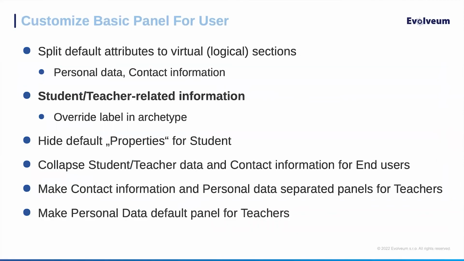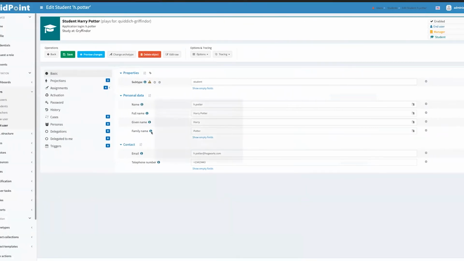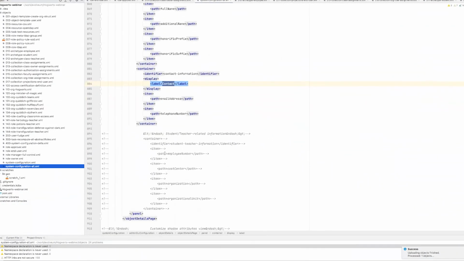In the next example, we will show how the global configuration might be overridden in archetypes. We will create another virtual section for the basic user panel. The definition of the attributes which belong to the virtual section will be in the system configuration object. However, the label for this virtual section will be defined in the student and teacher archetypes. So here we can see three sections, and let's make the customizations.